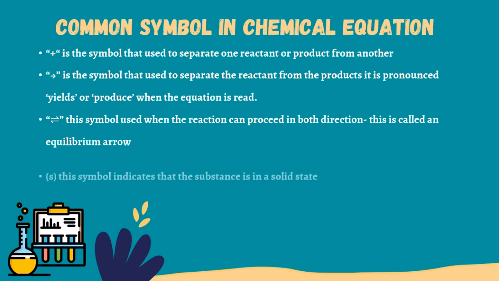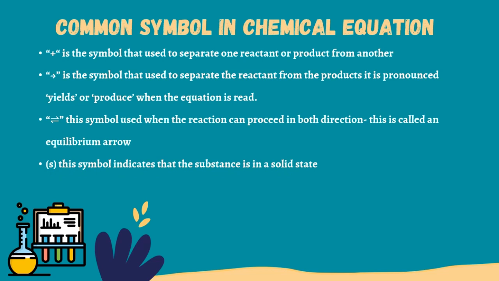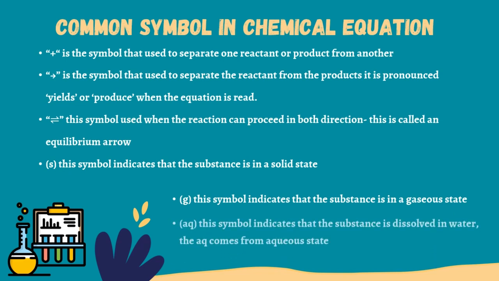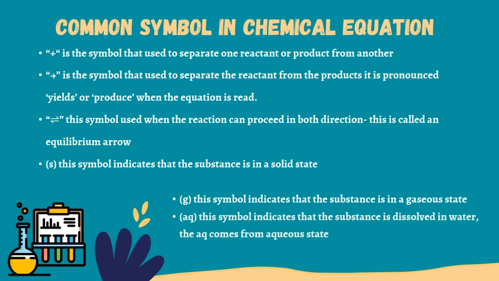And next is the S symbol, which indicates that the substance is in a solid state. The G symbol indicates that the substance is in a gaseous state. And AQ indicates that the substance is dissolved in water; AQ comes from the aqueous state. And L indicates that the substance is in a liquid state.